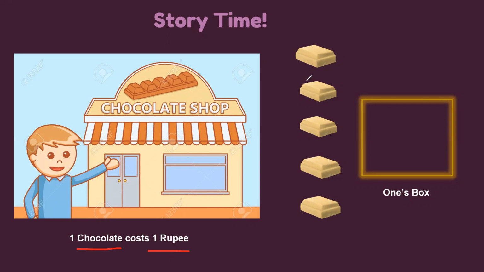So to identify how much rupees he has to pay, he has to basically count the number of chocolates. To count the number of chocolates, he uses a box called the ones box, in which he can put one chocolate at a time, and this way he is able to count one chocolate at a time. So now let's help Alex quickly to count these chocolates. So let's start.